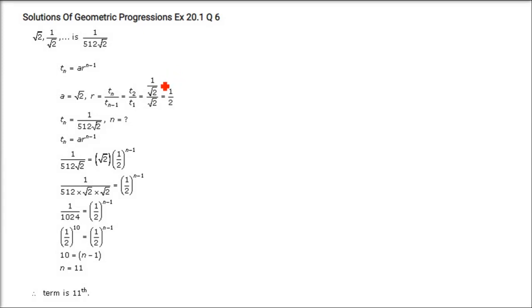Next there are certain parts here. Which term of the GP? The last one: which term of the GP? For example, the first one, 1 by 512 root 2. First thing is, we know the first term, we can find out the r, and we know the nth term also. We have to find out the n.